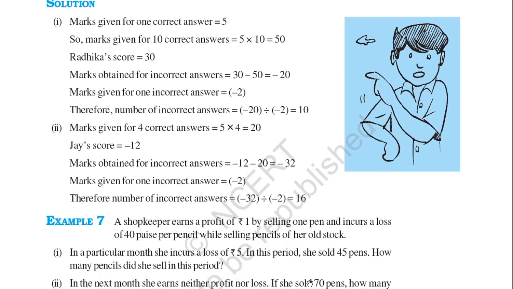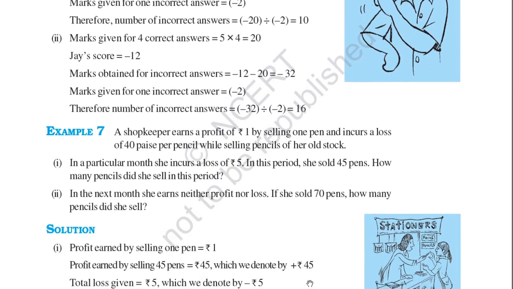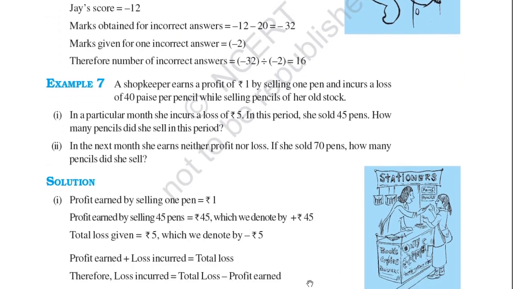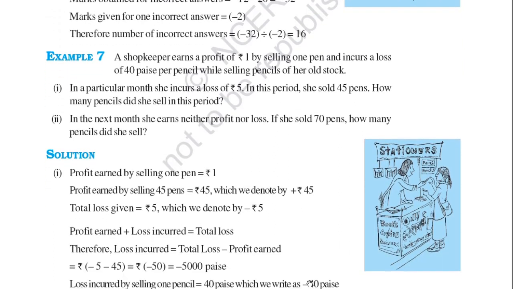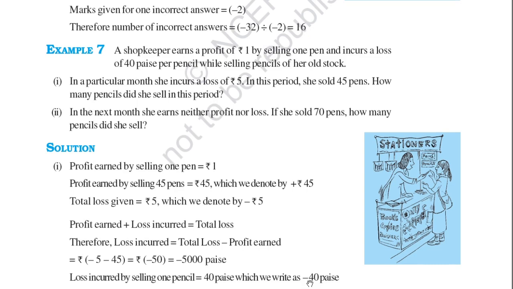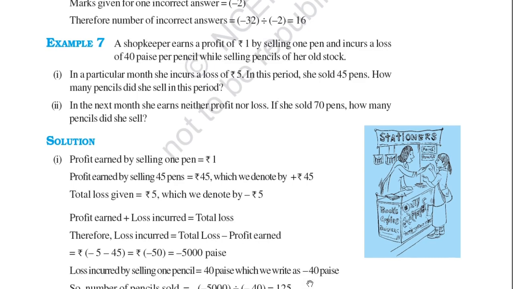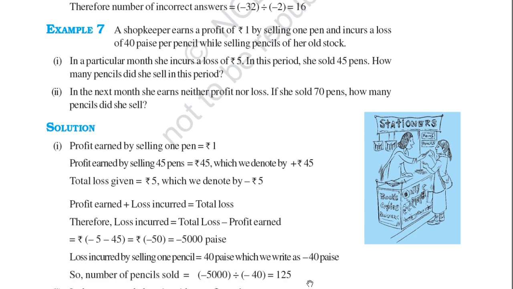So here is another example, number 7. A shopkeeper earns a profit of 1 rupee by selling 1 pen and incurs a loss of 40 paisa per pencil while selling pencils of her old stock. In a particular month, she incurs a loss of 5 rupees. In this period, she sold 45 pens. How many pencils did she sell in this period? In the next month, she earns neither profit nor loss. If she sold 70 pens, how many pencils did she sell?